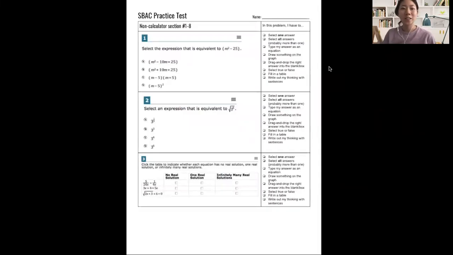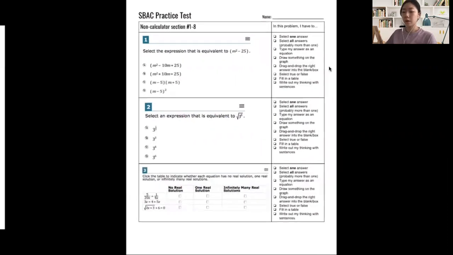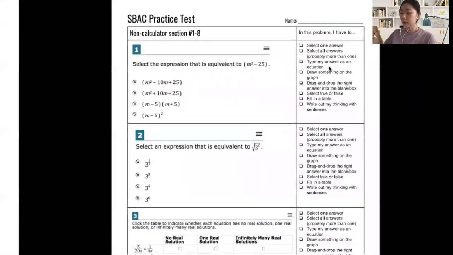Hello team, so today we're going to be looking at the non-calculator section of this practice test. As most of us already know, number one is something that we've already done, but for review purposes, we're going to work on it again, okay?